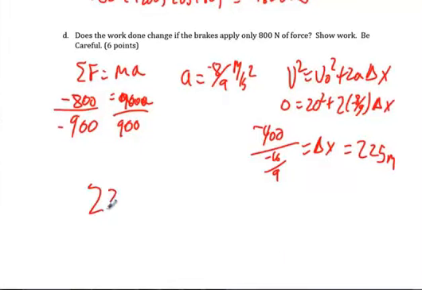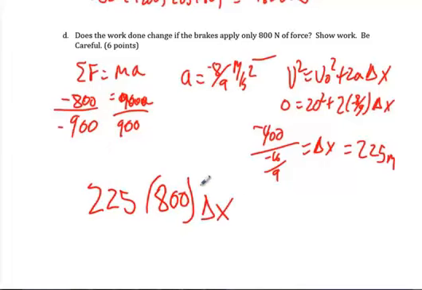So now when I take 225 times my 800 newtons of force, times my cosine 180, I get 225 times 800.